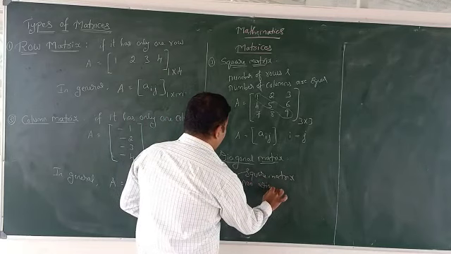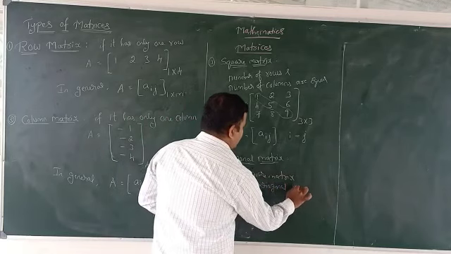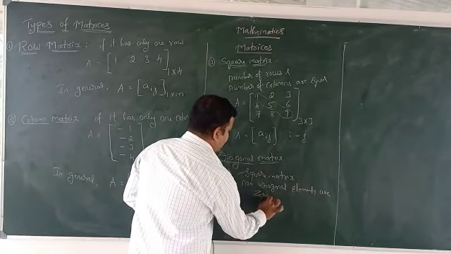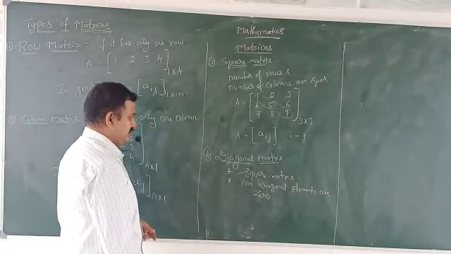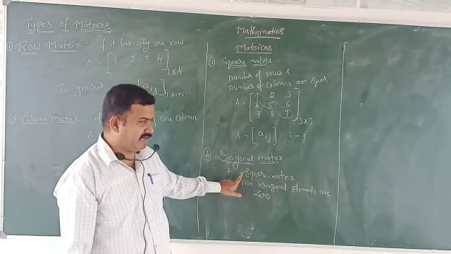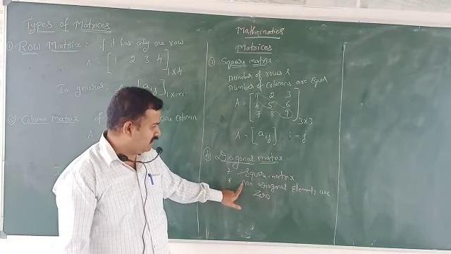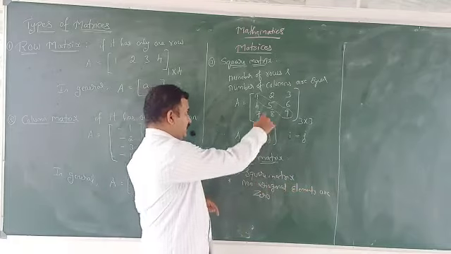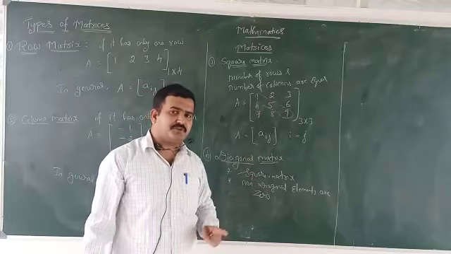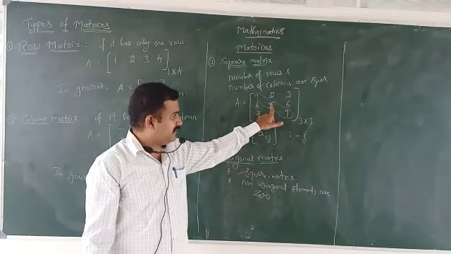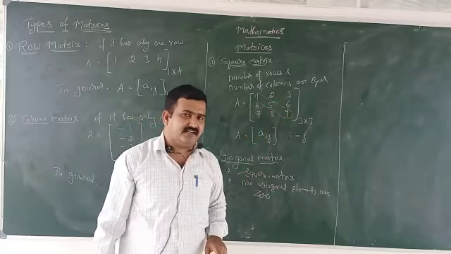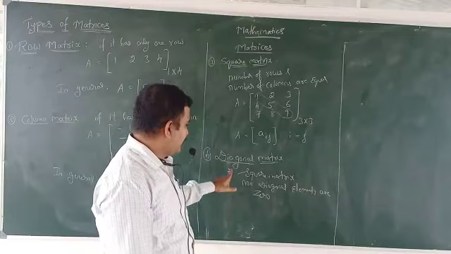Non-diagonal elements are zeros. A diagonal matrix is a square matrix, and the condition is that the non-diagonal elements should be 0, meaning except for the principal diagonal elements, all other elements should be equal to 0. If this condition is satisfied, then we call it a diagonal matrix.